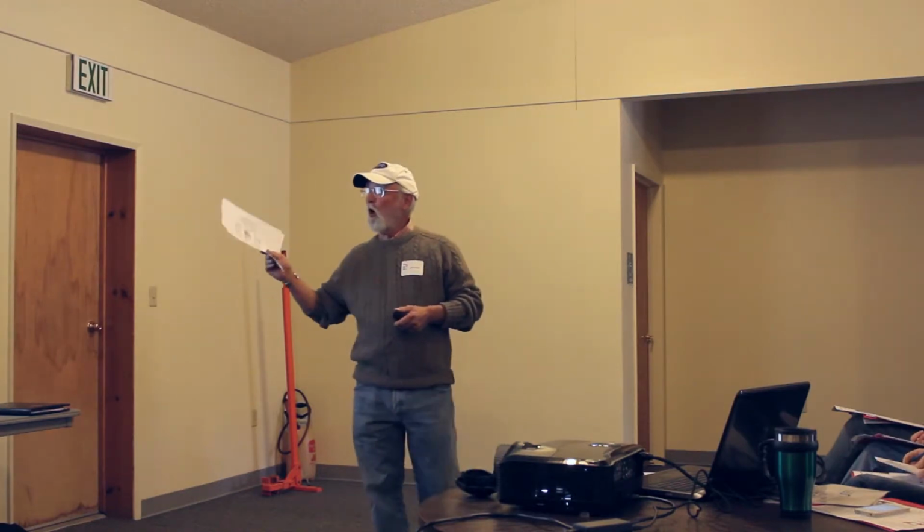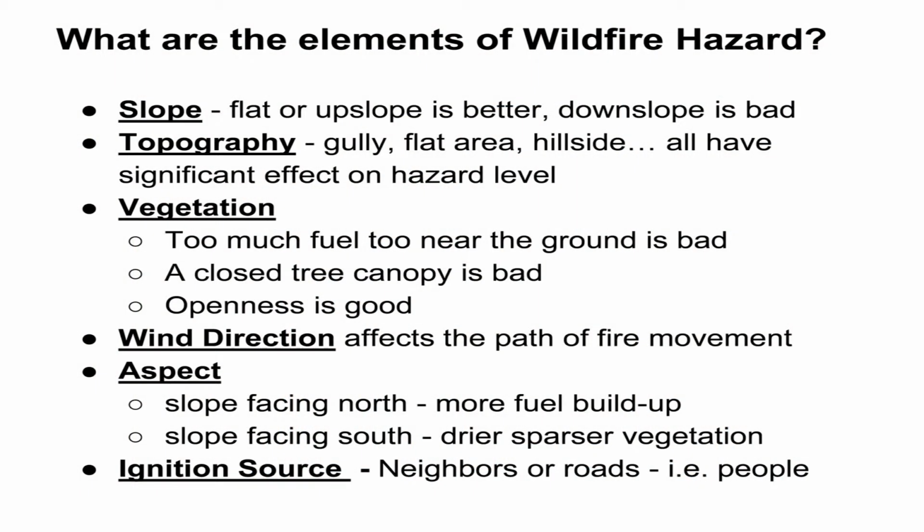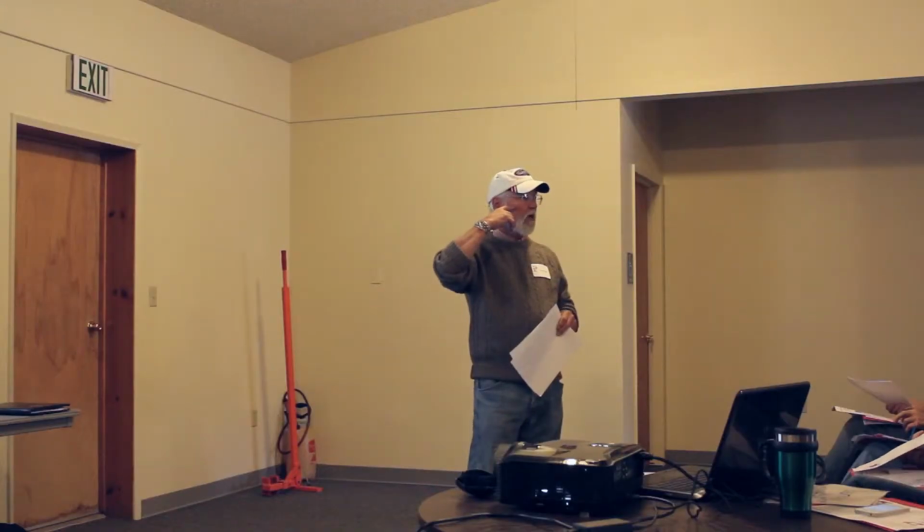Okay, so our design goals for getting your place fire safe: you've got to know about slope, topography, vegetation, aspect. In my particular case, aspect is north, south, east, west, and the west aspect, to me, interprets to wind direction. You've got to look for hazards.